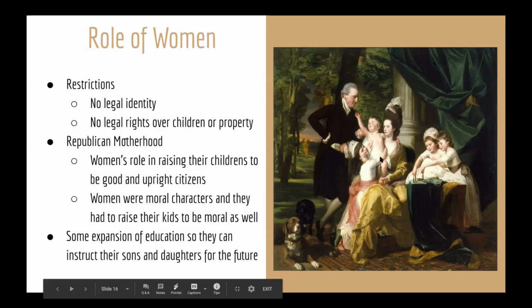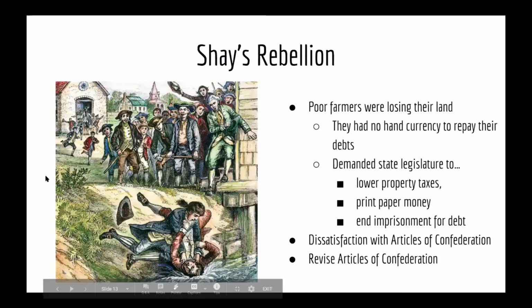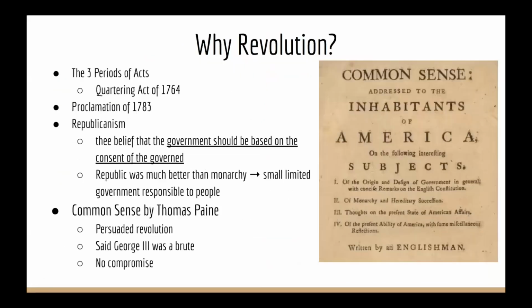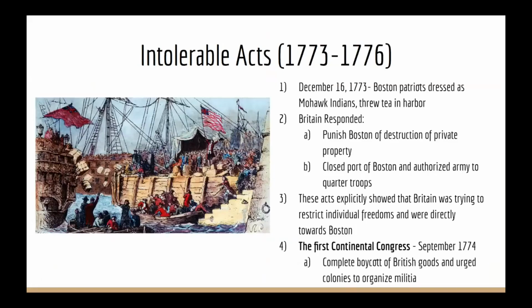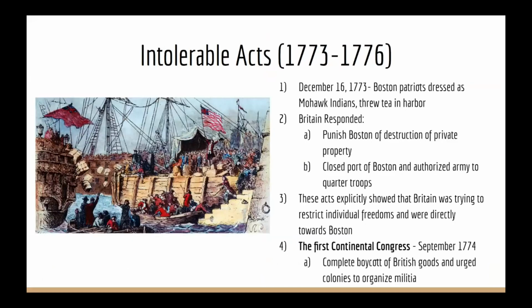Albany, you have a question? Could you go back? Yeah, which slide? Tell me where to go. Could you go to this, the Boston Tea Party. Oh, this one. Well, I don't understand why they had to dress up as Native Americans. It would make more sense if they dressed up as British soldiers.